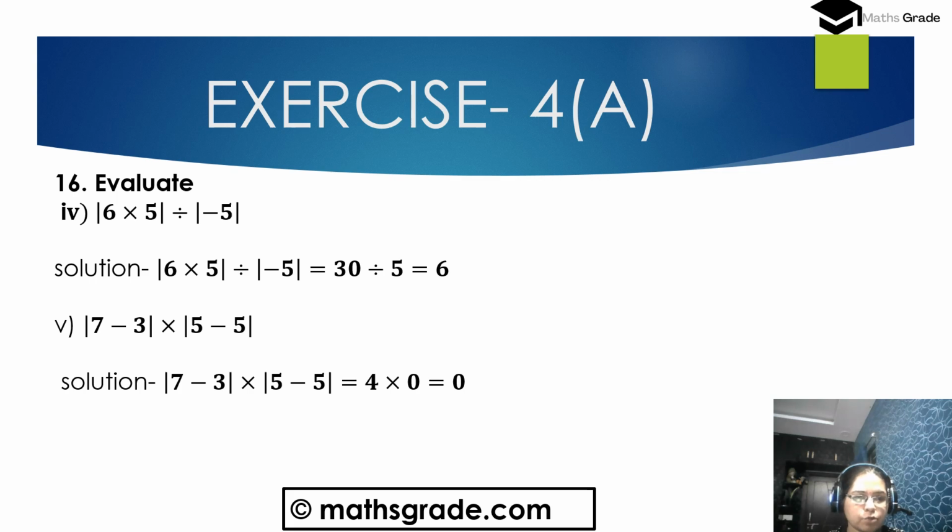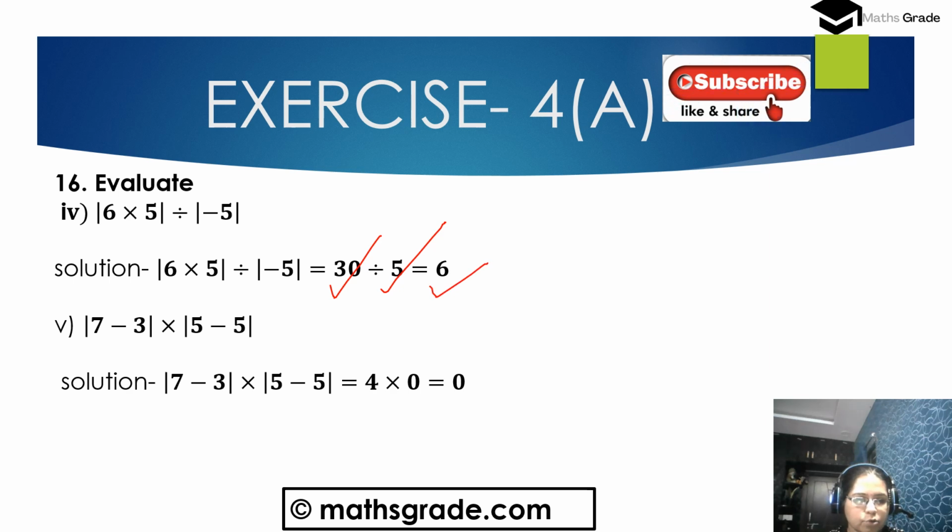Now fourth bit, absolute value of 6 multiplied with 5 division of absolute value of minus 5. 6 multiplied with 5 is 30, absolute value of 30 is 30, and absolute value of a negative integer is a positive integer, so absolute value of minus 5 is positive 5. So 30 divided by 5 is equal to 6.